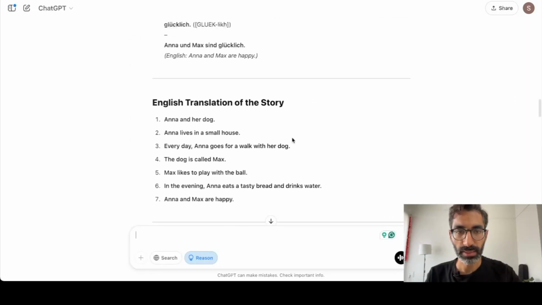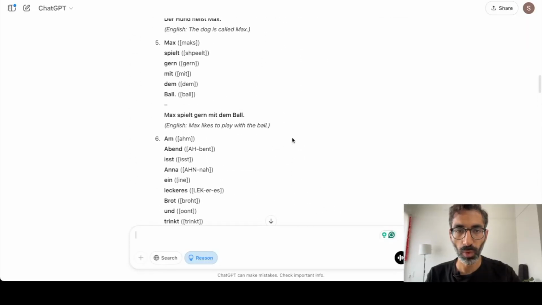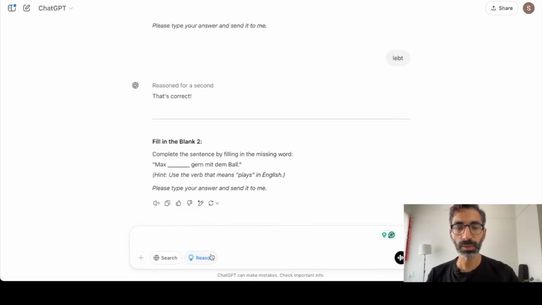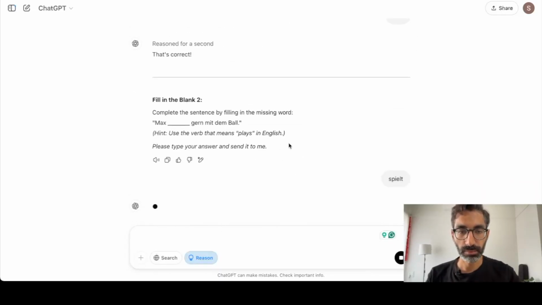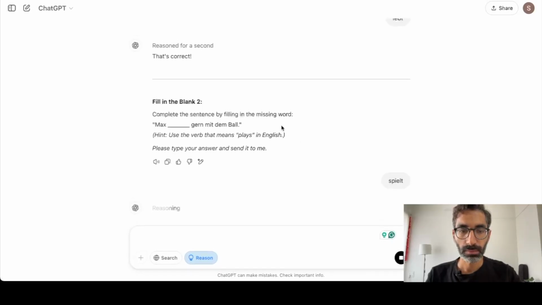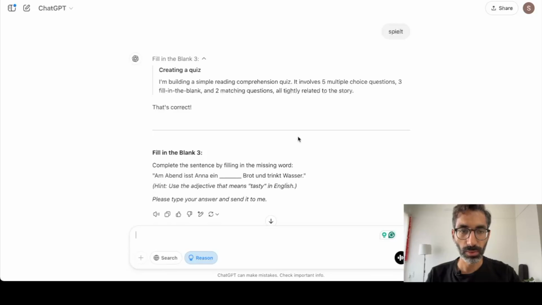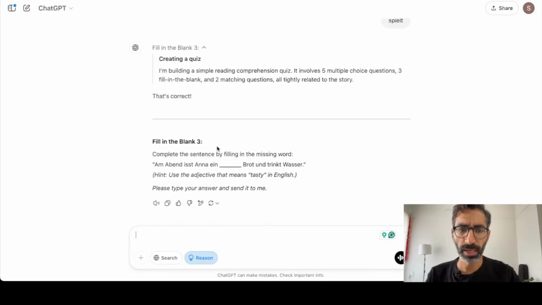Okay, let's see where the sentence was. Max spielt gern mit dem Ball. So the word for playing is spielt. Let's see if this is correct. This is absolutely correct. Okay, one more fill in the blanks question.